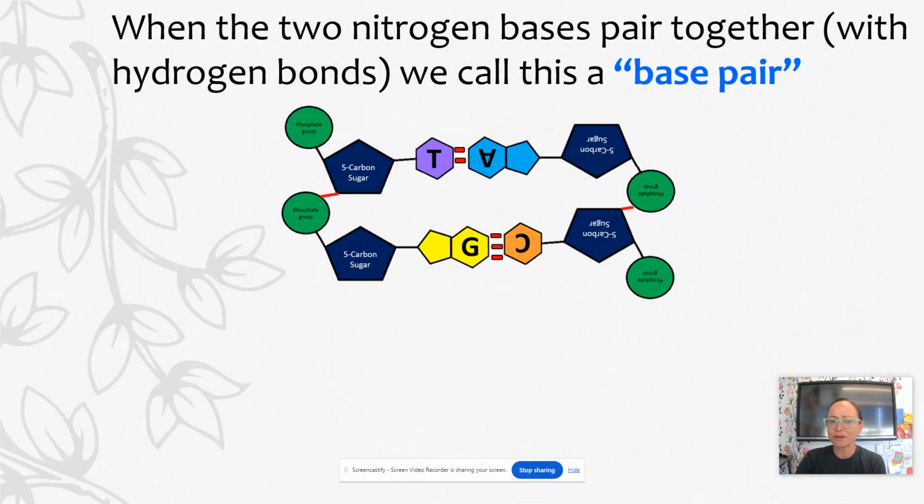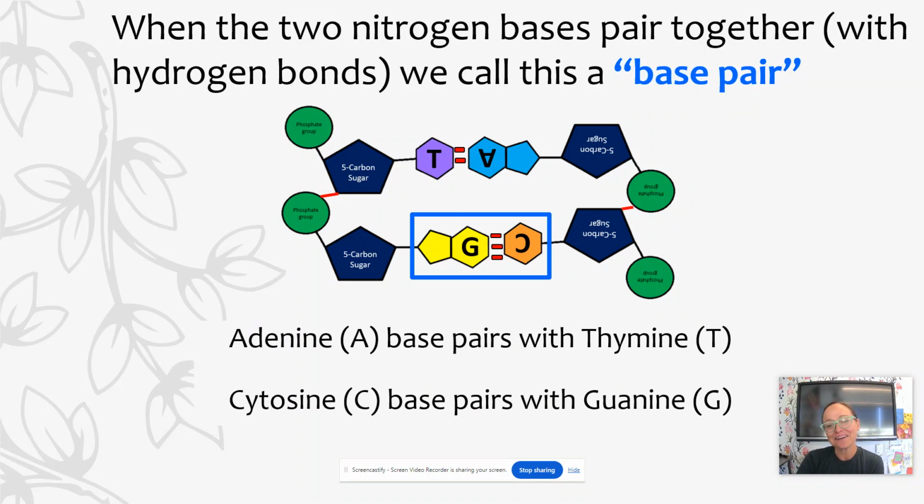So I've used the word a few times, base pair. When you have two nitrogen bases form a pair with hydrogen bonds between them, we call that a base pair. So A will always pair with T and C will always pair with G. Now, if you find a case where that's not happening, that is the case of a mutation.